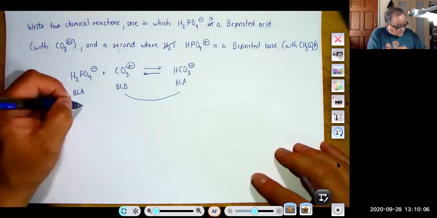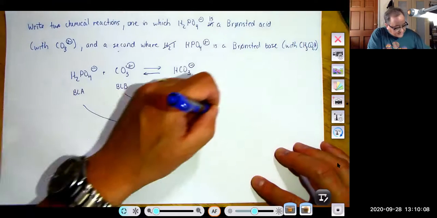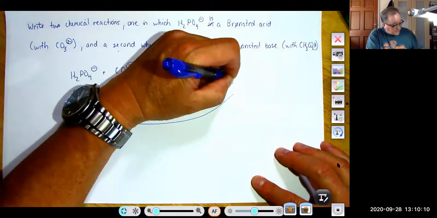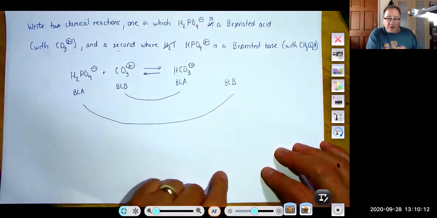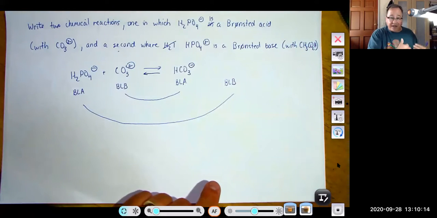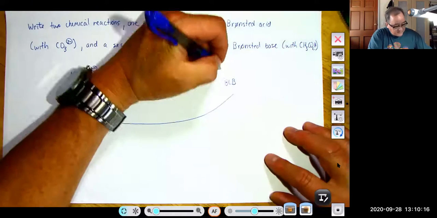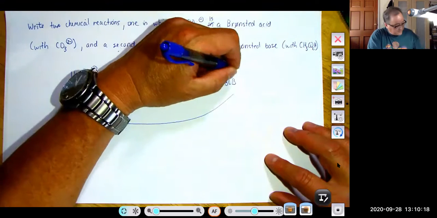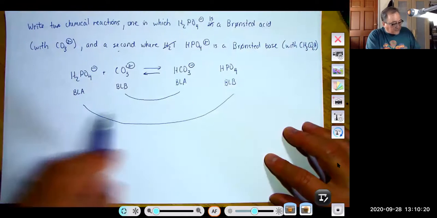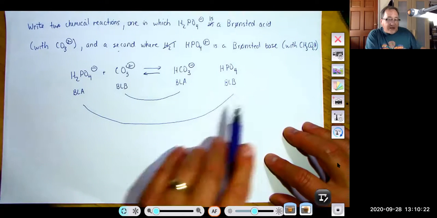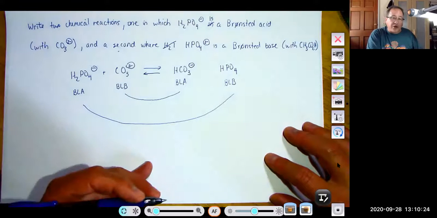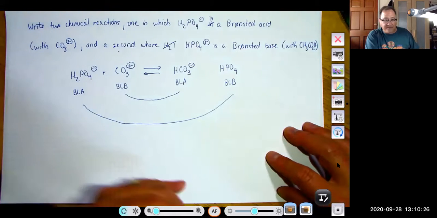So here, I want to draw the Bronsted-Lowry base of this. Am I going to add a hydrogen or take one away? And the answer is, I'm going to take one away. Now, as far as the charge goes, I'm taking away an H+, which means the charge becomes more negative.